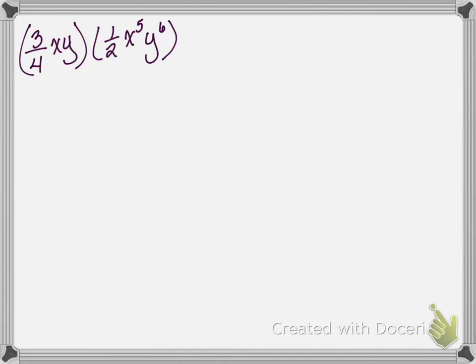Okay. This isn't too bad. We're multiplying. You don't have to have common denominators when you're multiplying. We're going to do this exactly the same way. I am going to take 3/4 and multiply it times 1/2. Then I have x times x to the fifth. Y times y to the sixth.